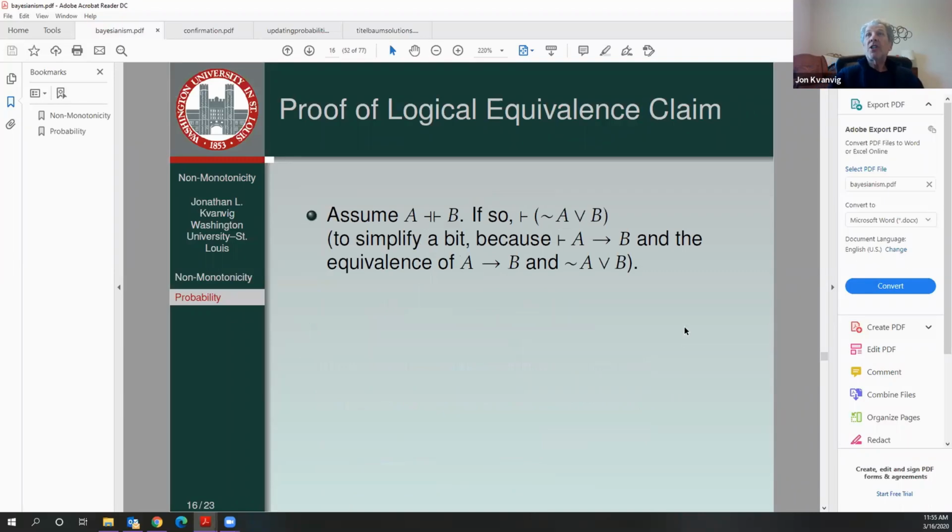So here's our logical equivalence claim. We're going to assume that A and B are logically equivalent. Now, if they are, it will be a theorem that not A or B is true. Why is that going to be a theorem? Well, I'm going to simplify a little bit, but let's do this. Take this formula and apply the wedge arrow rule, and you end up with A arrow B as a theorem.